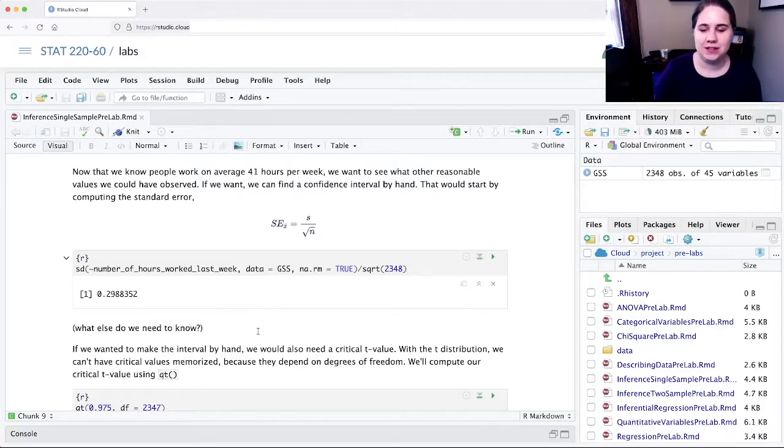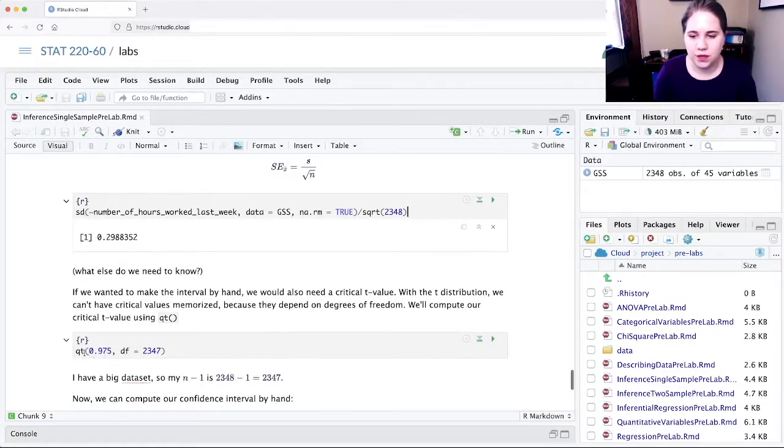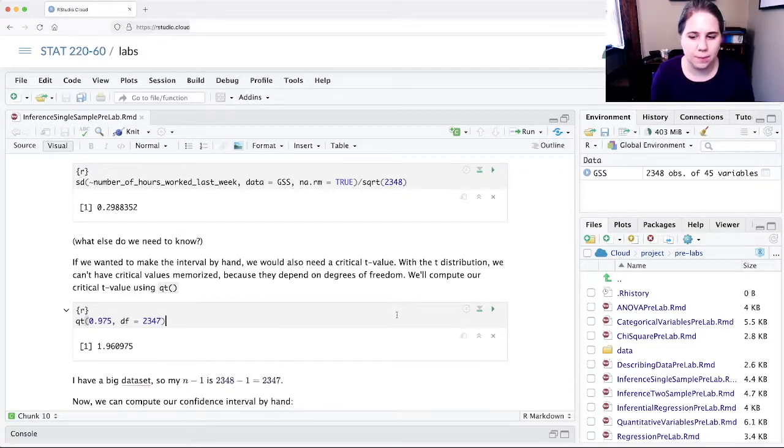With the normal distribution, I have some critical z scores memorized, like 1.96 for a 95% interval. But with the t distribution, you can't have these things memorized. They depend on the degrees of freedom. So we can compute a critical t value using the qt function. So here it is, qt 0.975, my degrees of freedom is n minus 1, and then it gives me my critical t value, which is really similar to what a critical z value would have been. It's really similar to the normal distribution because we have such a big sample size.